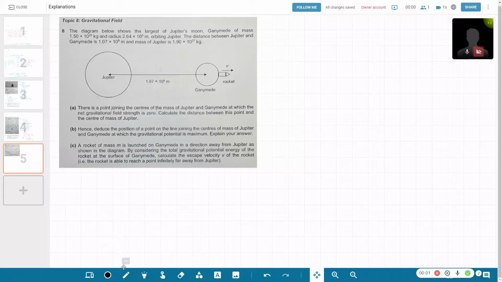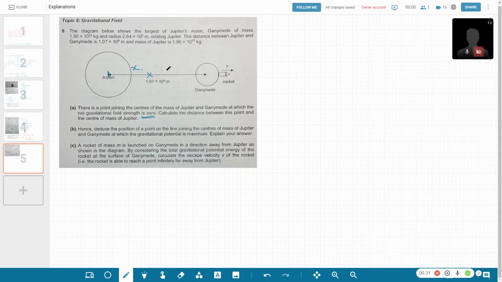Okay, for the gravitation question: there is a point on the line joining the centers of mass of Jupiter and Ganymede at which the net gravitational field is zero. So what this means is that there's a neutral point. Calculate the distance between this point and the center of mass of Jupiter. Let this point be the neutral point, and let the distance be x.